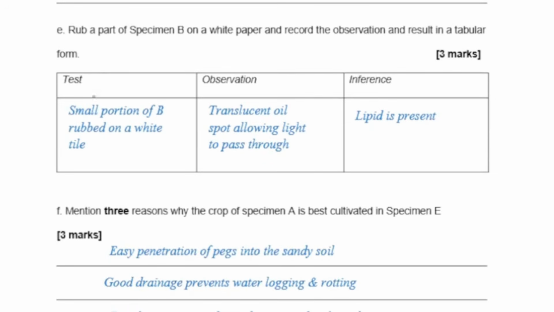The test, you must always tell them what you did. So small portion of B rubbed on a white towel. The observation, you have a translucent oil spot allowing light to pass through, and then the inference is that your lipid or your fat and oil is what is present. This carries most times 6 marks, so you have to take note of that and be very careful with how you put down your answers.